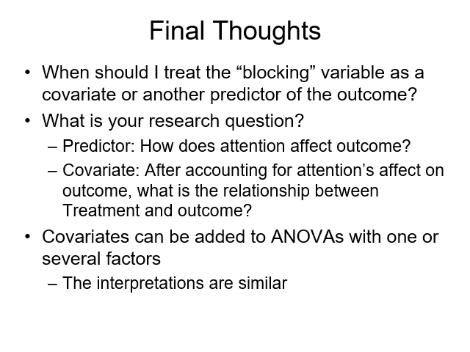And again, covariates can be added, and notice there's an S there. You can have multiple covariates and they can be added to any form of ANOVA with one or several factors. The interpretations are very similar. They simply become a little more complex.